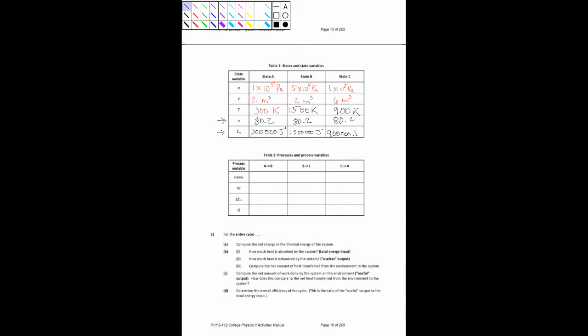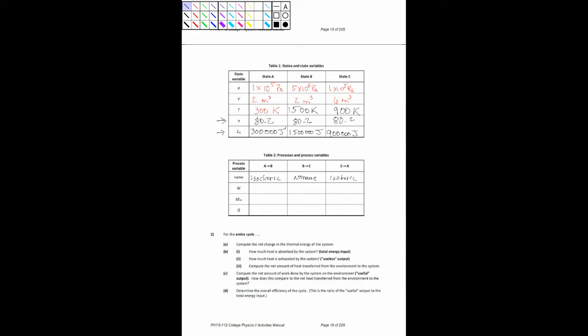Let's go to table 2. So now we're asked the name of the process as we move from A to B, B to C, and C to A. I already went through this, so remember, go from state A to state B. That was an isochoric process. There was no name for this process, and for moving from C to A was an isobaric process.